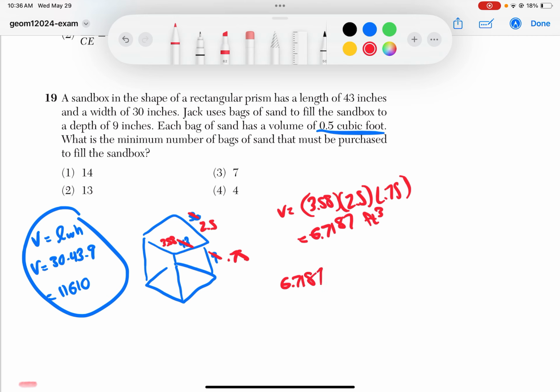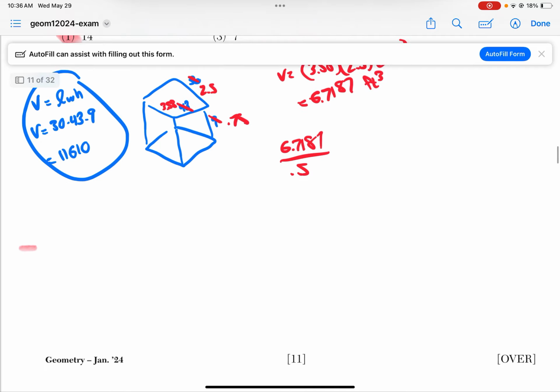Well, let's see. Every bag is going to fill half a cubic foot. So if I divide by 1/2, we're going to get 13.4. Okay. So if I need 13.4 and I only have 13, I haven't filled the sandbox. So I have to overshoot it like I did with the roofing and go to 14. That will be number 1.